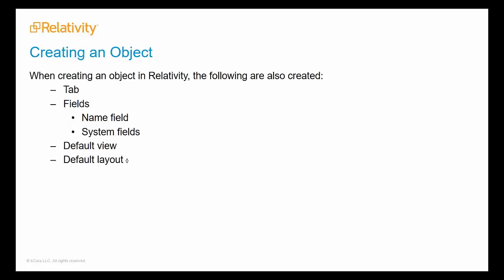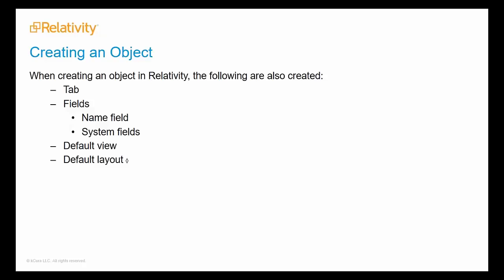Anytime you create a new custom object, it's important to decide what your goal is and plan and map out every piece of the object in order to accomplish that goal. When you create a new object, the following items are automatically created: a tab, several fields including a name field, several system fields, a default view, and a default layout. From here, everything is customizable.